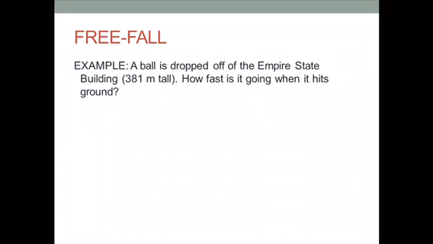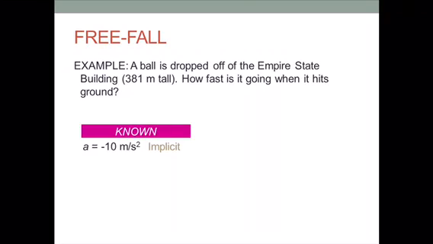So now let's look at an example. A ball is dropped from the Empire State Building, which is 381 meters tall. How fast is it going when it hits the ground? So right away we can see it's a free fall question because you're dropping something and there's no air resistance. Otherwise it would be stated so. So what do we know? We know that acceleration equals -10 meters per second squared. We will just use -10 for the sake of simplicity of calculations. That's a given.